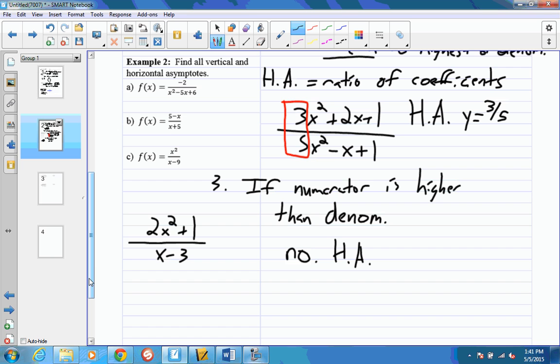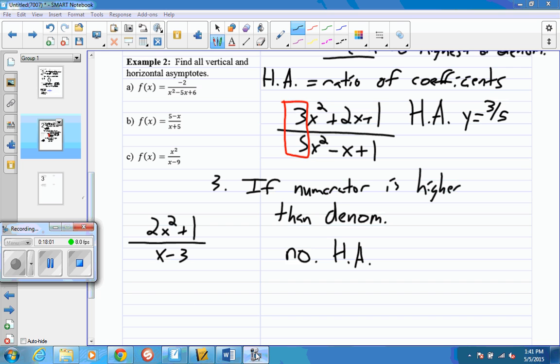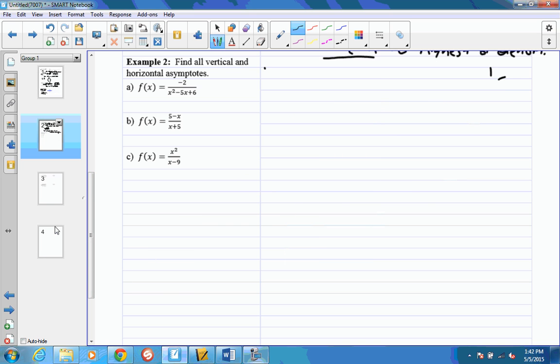Second adjustment. Find all vertical and horizontal asymptotes. So I've got f of x equals -2 over x squared minus 5x plus 6. We just did this one. We did it for vertical asymptotes. So we'll go back. I want to make sure we're good there.